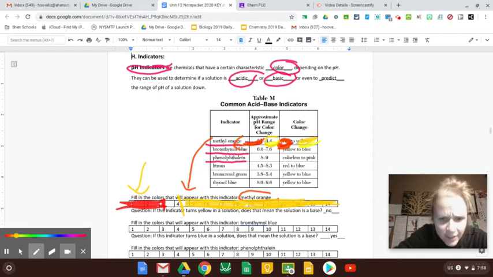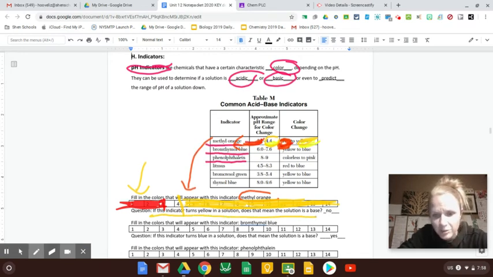The question then says, if this indicator turns yellow, does that mean the solution is a base? Well, a base is anything 7 and up. So does that mean anything yellow is a base? Well, no. I mean, it's more likely a base, but there are these right here, which are acids when they're yellow. So the answer to that is no.